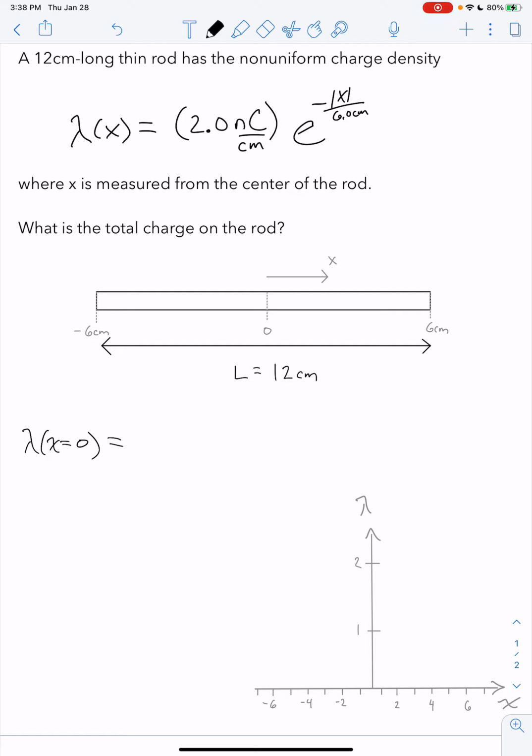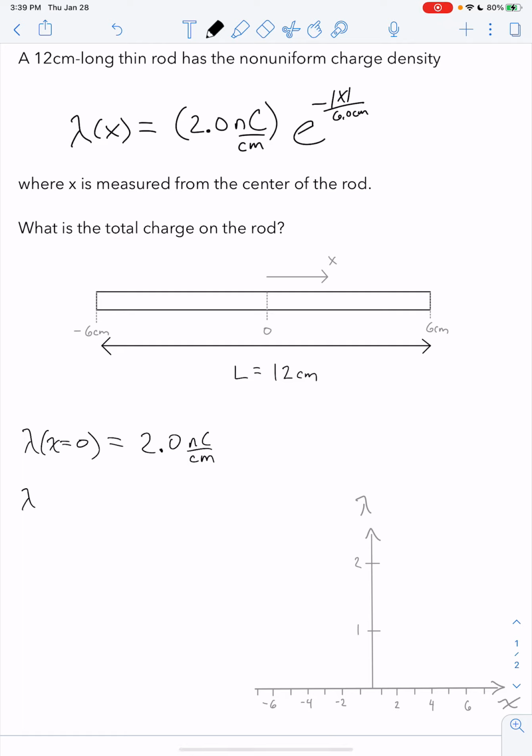Okay, so what's lambda at x is equal to 0? Well, if x is equal to 0, then e to the 0 is 1. So this becomes 1, and we're left just with 2. So right in the middle, the answer is 2 nanocoulombs per centimeter. Okay. That wasn't so bad.